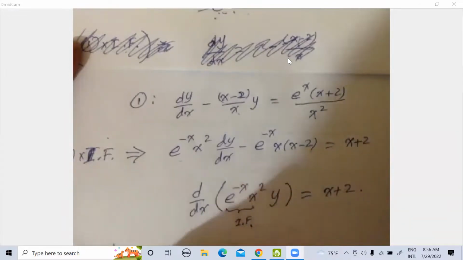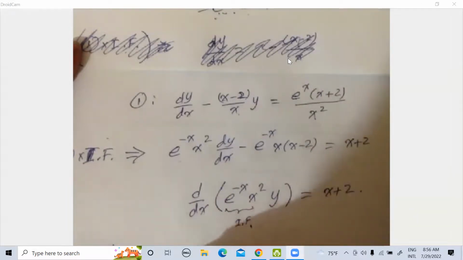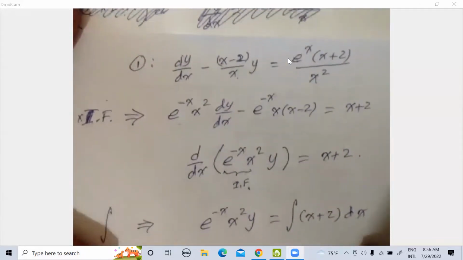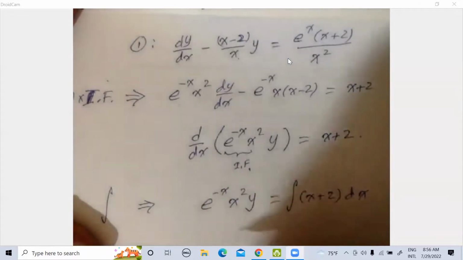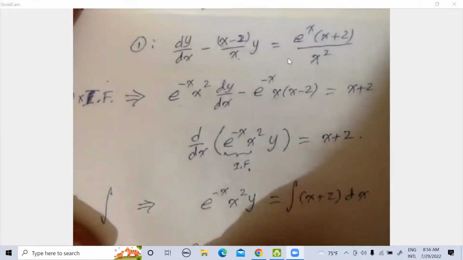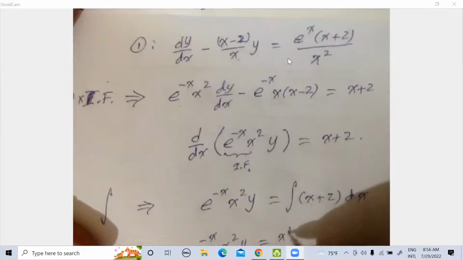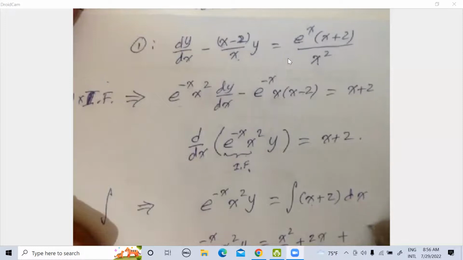Now integrate. What do you get? Integrate both sides. Here, this side e to the minus x squared y is equal to the integral of x plus 2 dx. This side is easy. E to the minus x squared y is equal to x squared over 2 plus 2x, and then you have to put plus c.